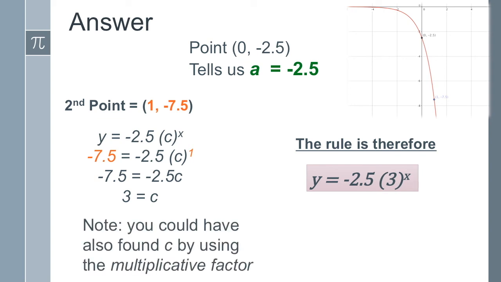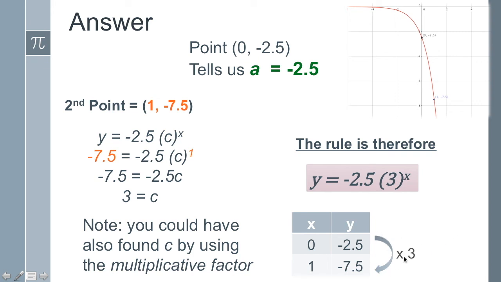A cool note though is that you could have just found c by using the multiplicative factor. So in this case, I gave you 0 for x and 1. And I gave you that y is negative 2.5 in this case and negative 7.5 for 1. And if we can deduce what they're being multiplied by, it is in fact by 3, and that is c.